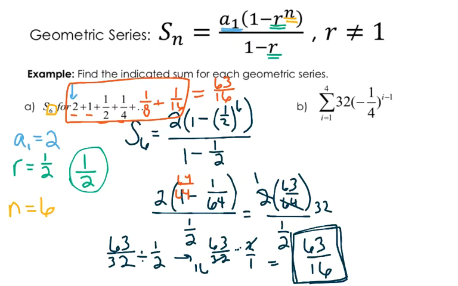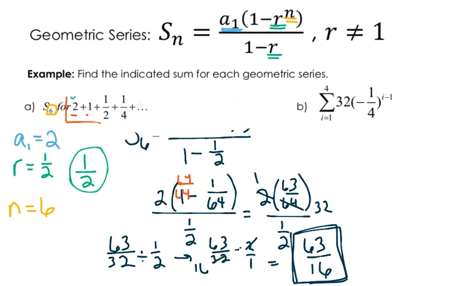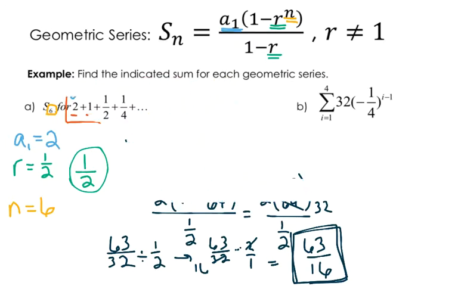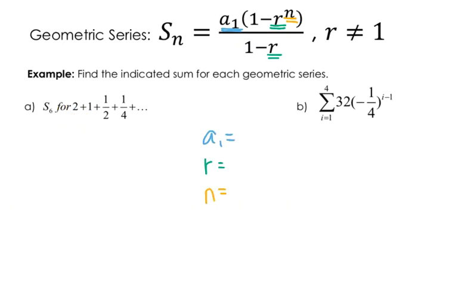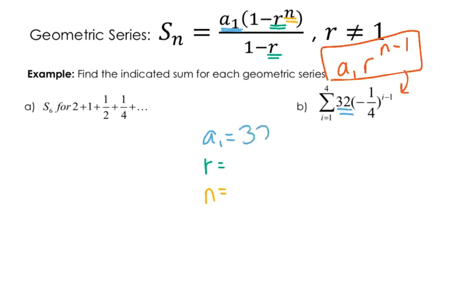Alright, I'm going to go ahead and erase all this work so that I can have some room to work. Alright, if you take a look at what we have here, I have a sub 1, r to the n minus 1. So there's the formula that we used last time, our geometric sequence formula. If you notice, this is in the exact same format. So a sub 1 is this number right here. So a sub 1 is 32.